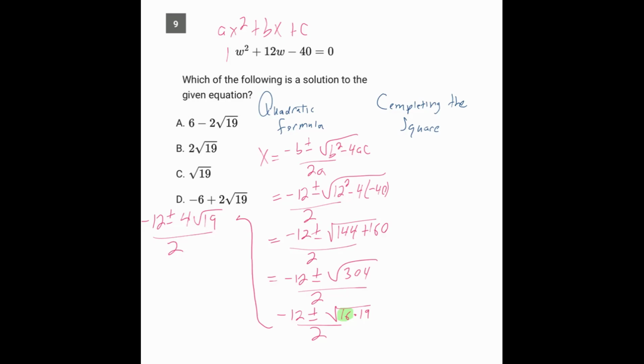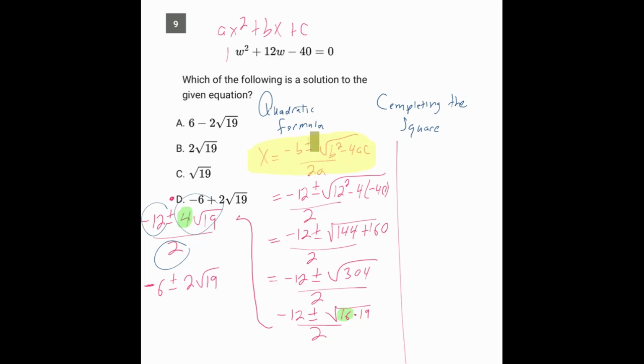And this is going to give us negative 12 plus or minus 4 root 19 all over 2. In other words, the square root of 16 is 4, but there was no square root of 19. Now we can simplify everything by 2 because all three of these components are divisible by 2. So negative 12 divided by 2 is negative 6 plus or minus 2 root 19 all over 1. And that's going to be our answer, 2 root 19 minus 6, which is answer choice D. So that's using the quadratic formula to solve this, with this being the formula you need to memorize to do that.